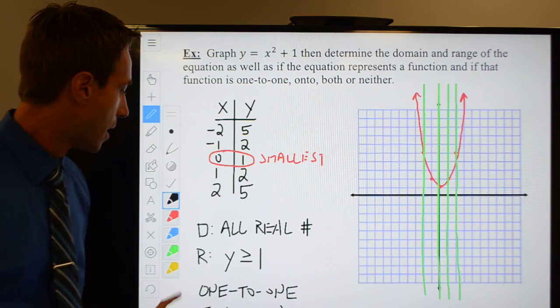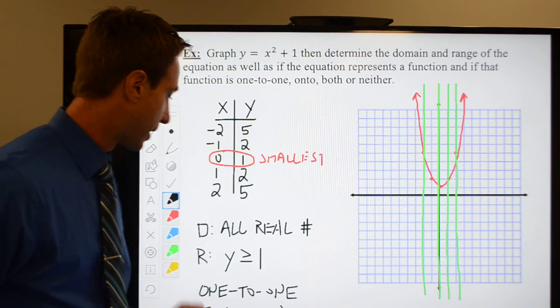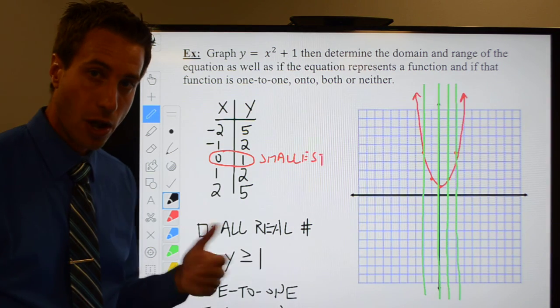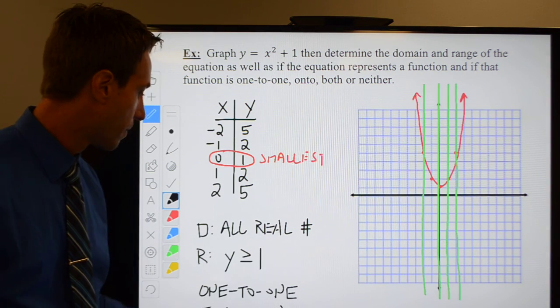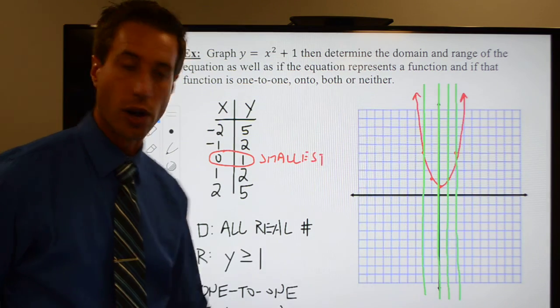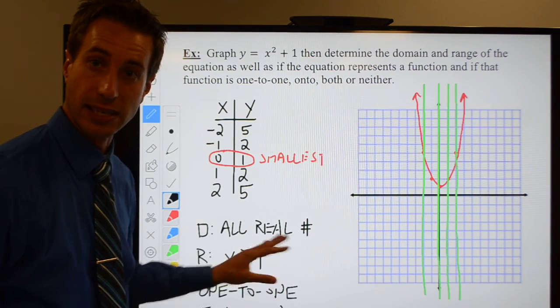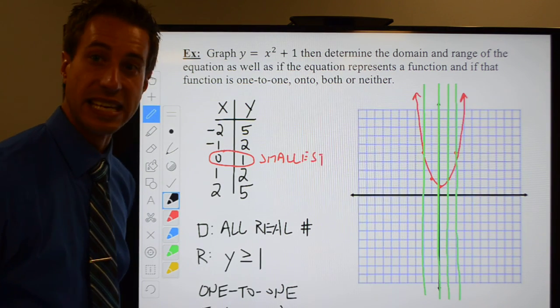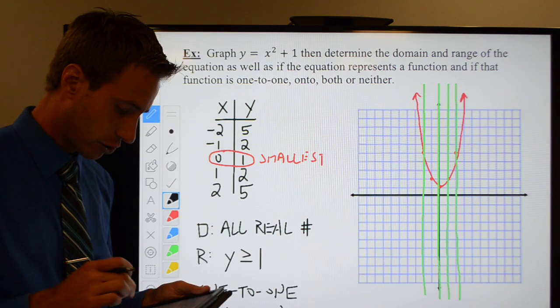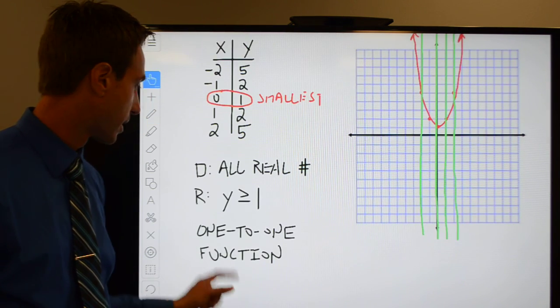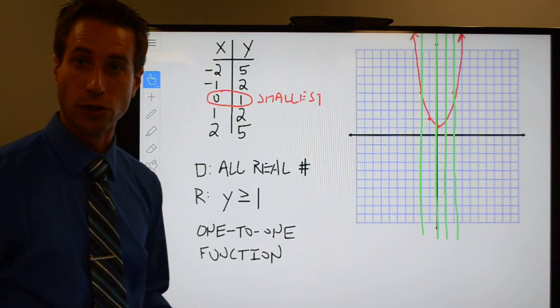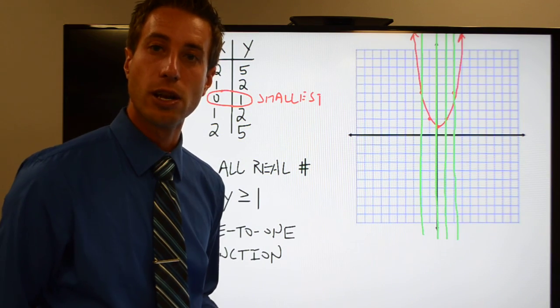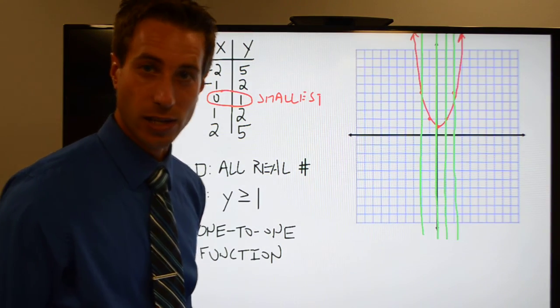Write your range, and then use the vertical line test to figure out if it's 1 to 1, onto, both or neither, and if it is a function or not. Of course, if it passes the vertical line test, if it is 1 to 1, then yes, it will be a function. Let me slide that up just to make sure that you guys can see it. It is a function. That takes care of the problem on this page of the notes. Head on over to the next page of the notes, and I'll meet you there.